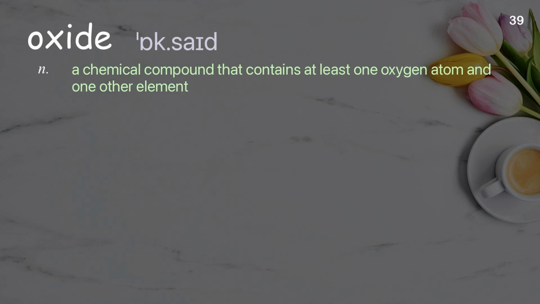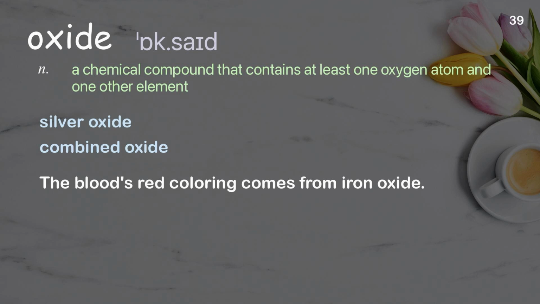Oxide. A chemical compound that contains at least one oxygen atom and one other element. Examples: silver oxide, combined oxide. The blood's red coloring comes from iron oxide.